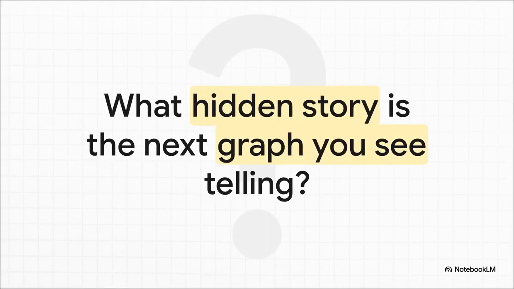So, now you're a data detective. The next time you see a chart or a stat that tells a really simple, neat story, just take a second. Ask yourself, what did they measure? Who did they ask? And most importantly, are these two things really causing each other? Or is there a hidden story, a confounding variable that nobody's talking about? What are the numbers really trying to tell you?